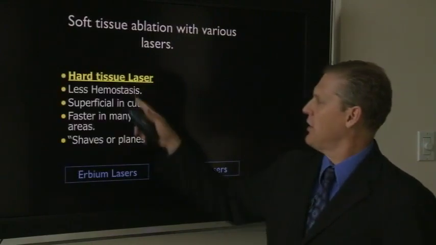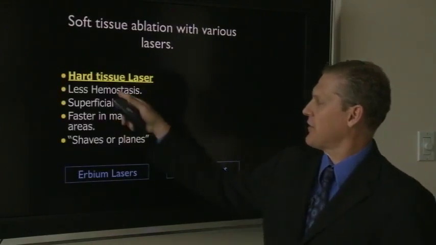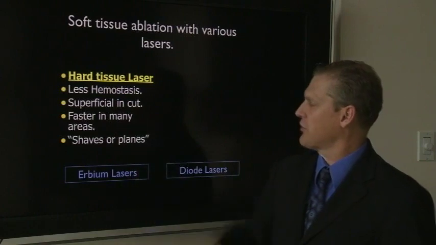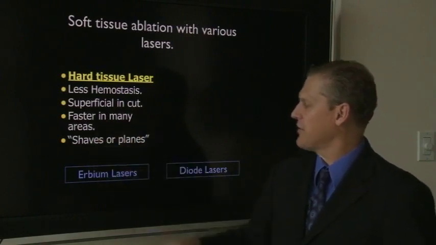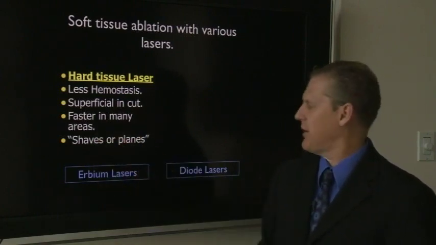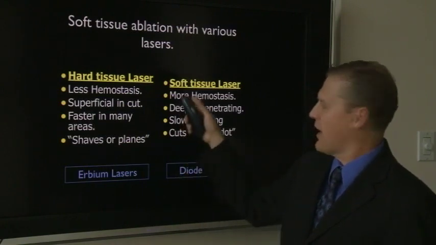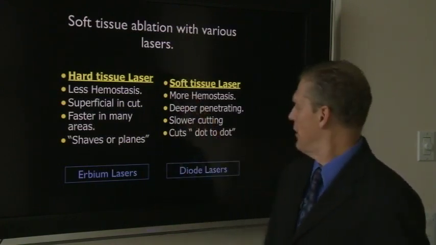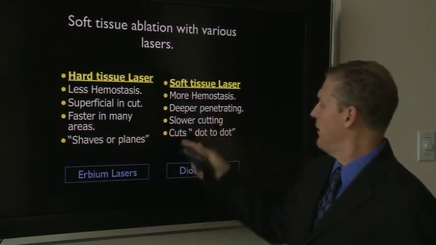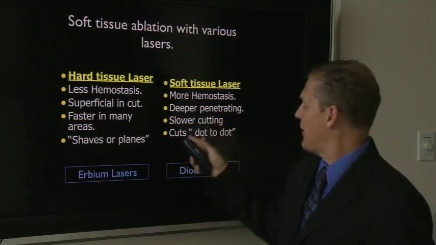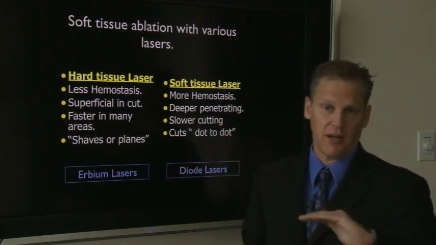Erbium lasers are hard tissue lasers. They have less hemostasis, very superficial in their cut. They're faster in many areas, and they shave or plane the tissues away. Diode lasers have much better hemostasis. They're deeper, though, penetrating. They're slower cutting, and you have to cut from dot to dot rather than cutting in a plane.